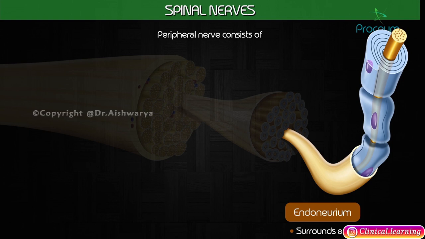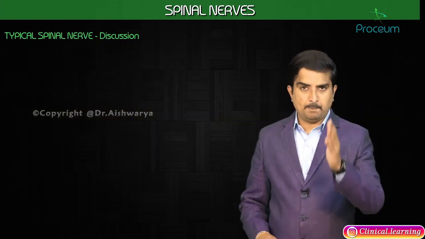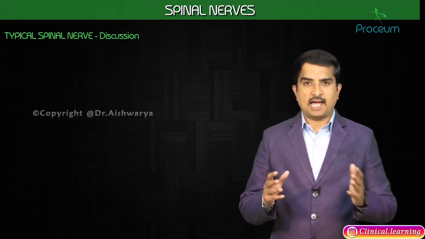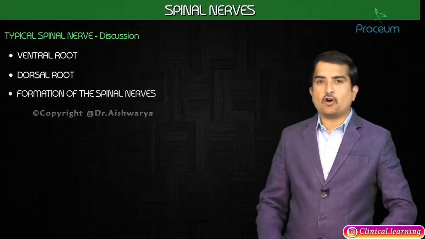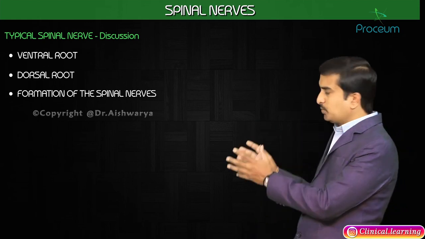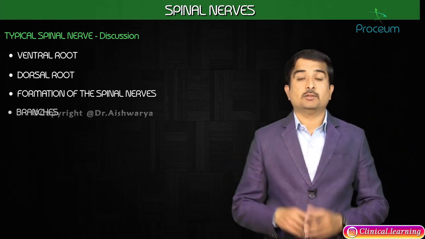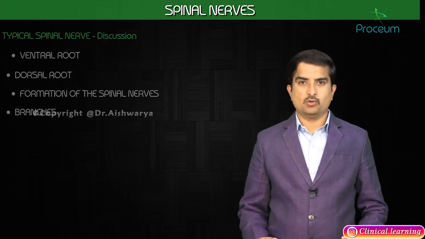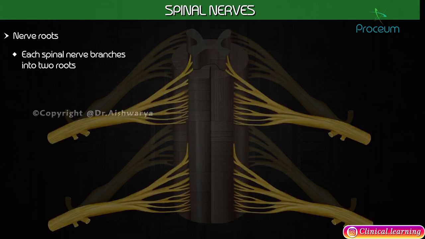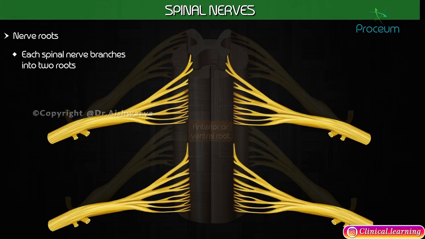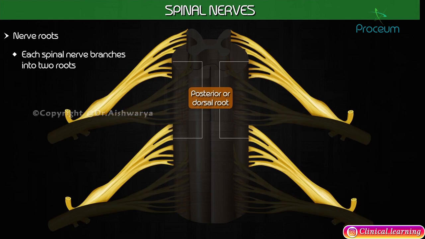Now if you see the gross anatomy of the typical spinal nerve, it has the ventral root, dorsal root, formation of the spinal nerves with this, and also the branches. Now let us talk about nerve roots. Each spinal nerve branches into 2 roots, an anterior or ventral root, and a posterior or dorsal root.